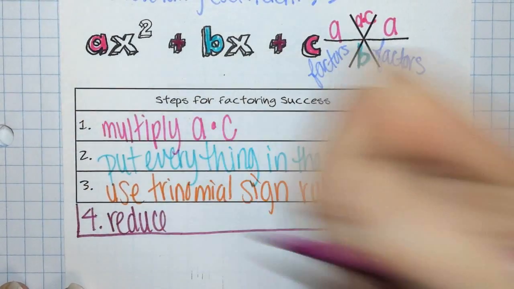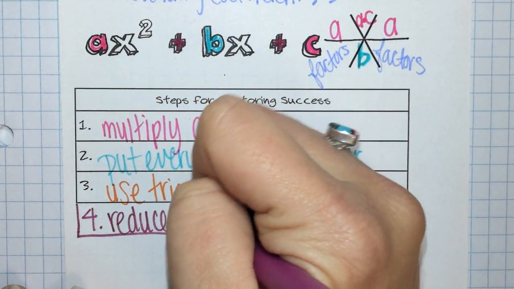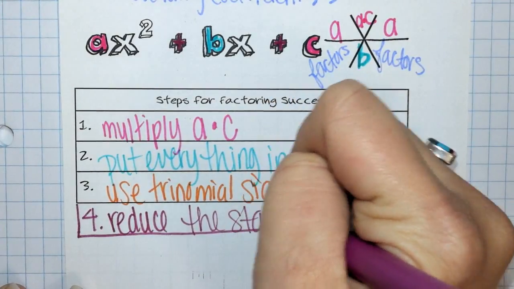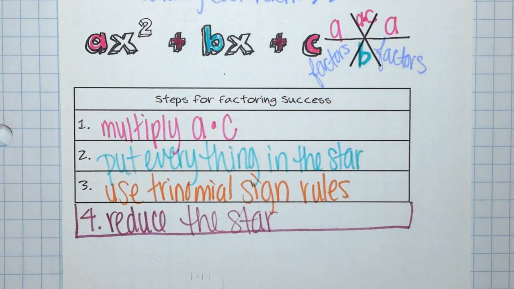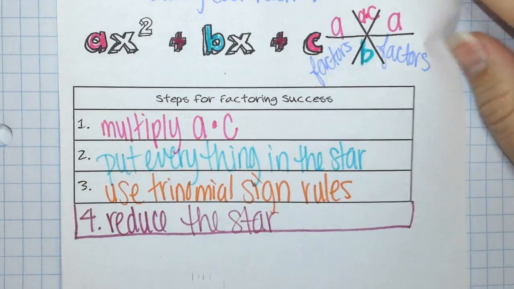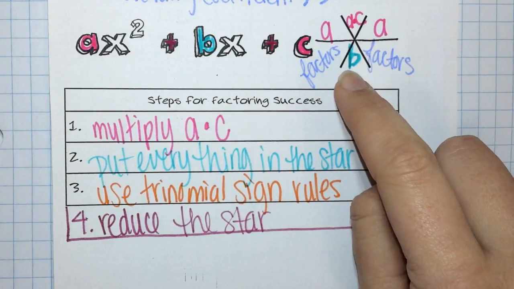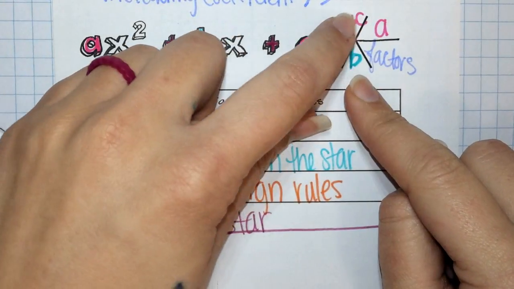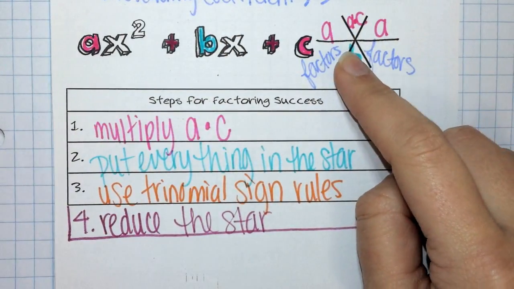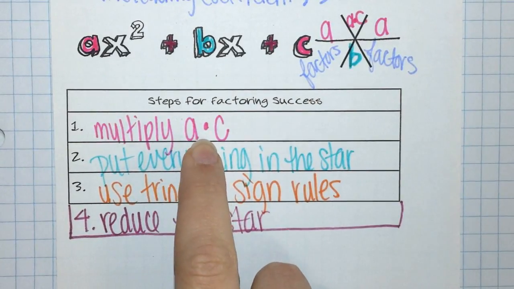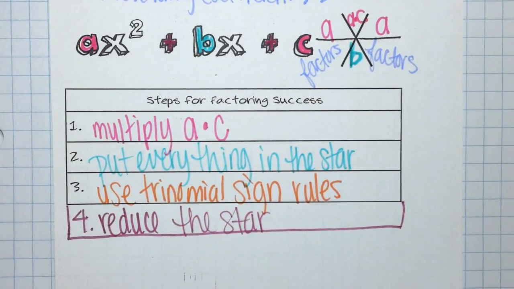And the last thing, reduce the star, which will make more sense when we actually work out a problem. So the difference this time is we need to find two numbers that multiply to give us AC and add to give us B. Before, we were just finding two numbers that multiply to give us C and add to B. But this time, we multiply this, correct? All right, let's talk about what that's going to look like.